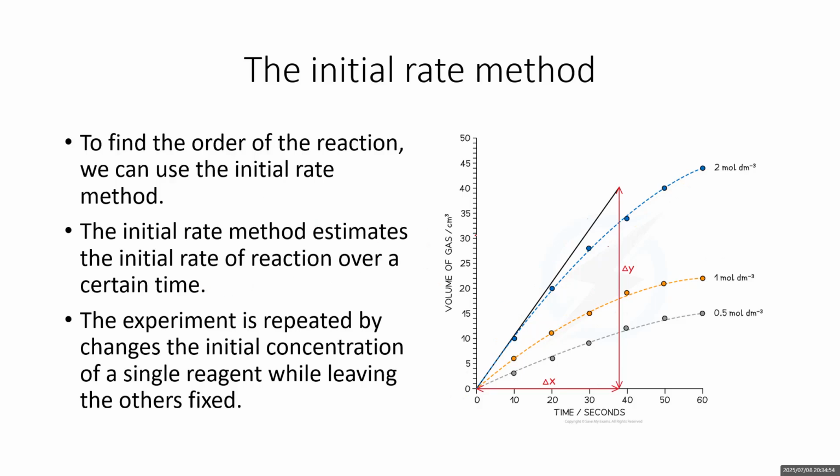Now, we repeat this experiment several times. In the lab, we have to do it several times with the same initial concentration over different times. And then we change the initial concentrations of the reagents, do the same thing, and see what we get for the rates of reaction.